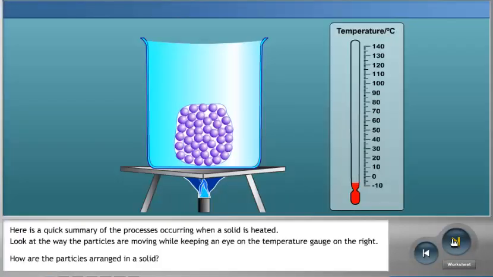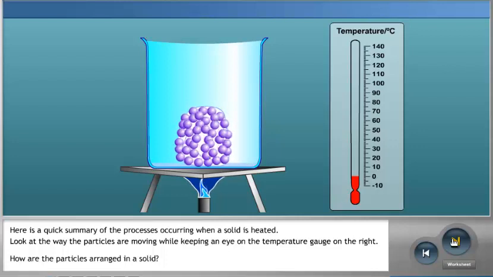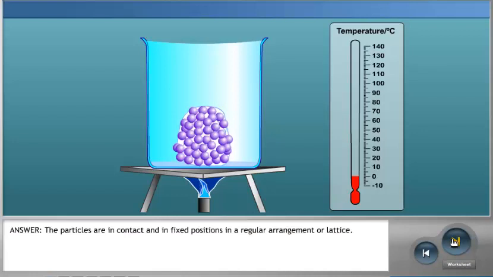Here is a quick summary of the processes occurring when a solid is heated. Look at the way the particles are moving while keeping an eye on the temperature gauge on the right. How are the particles arranged in a solid? Answer: the particles are in contact and in fixed positions in a regular arrangement or lattice.